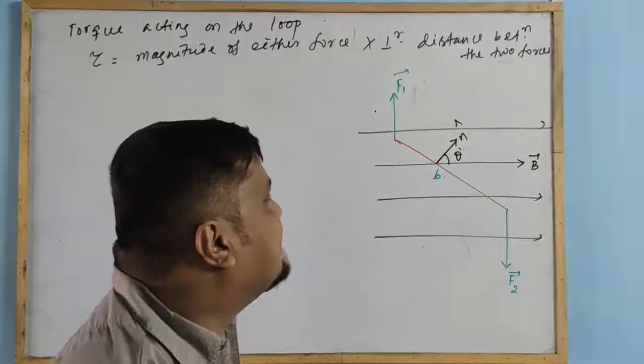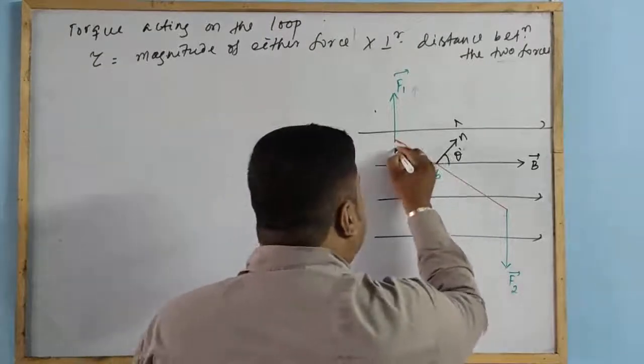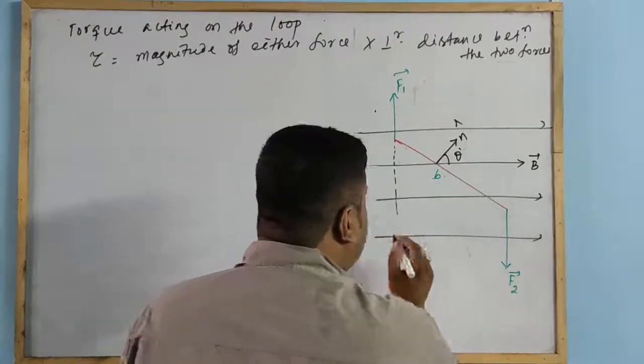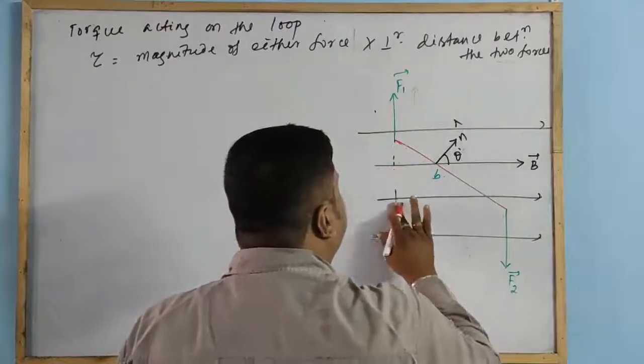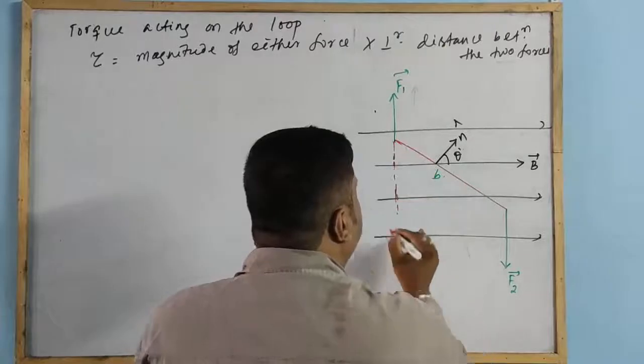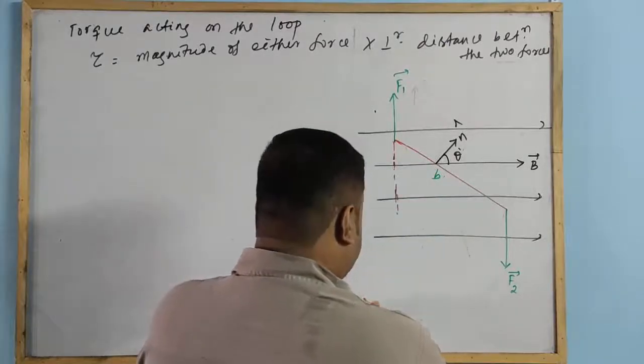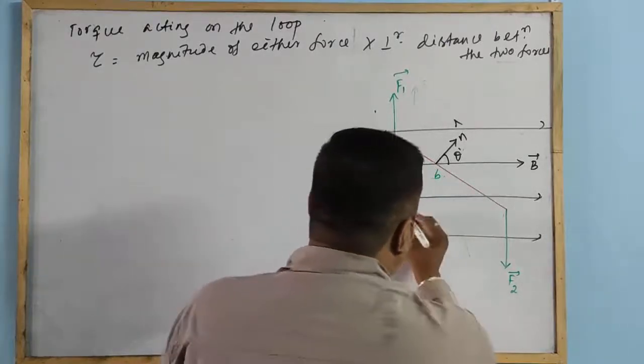Then what is the perpendicular distance? So this angle is theta. Now let me draw the perpendicular distance like this. Let me make this another one and bring it. Okay, what does the perpendicular distance mean? This is the perpendicular distance.